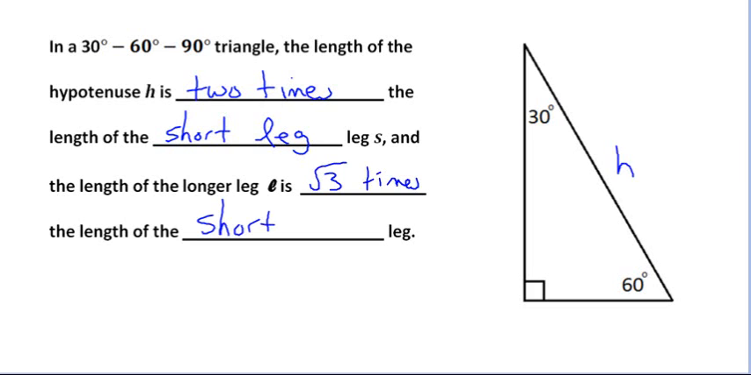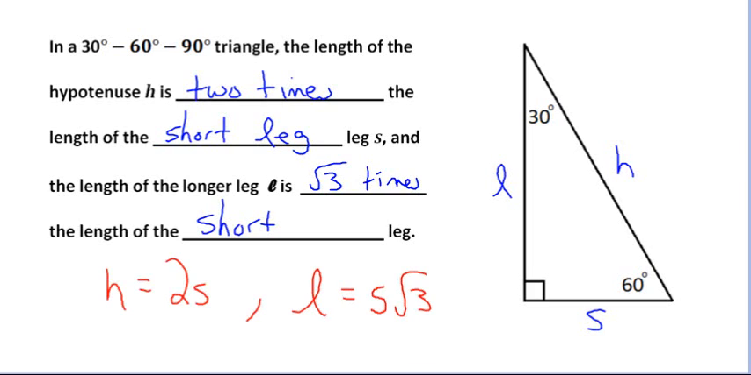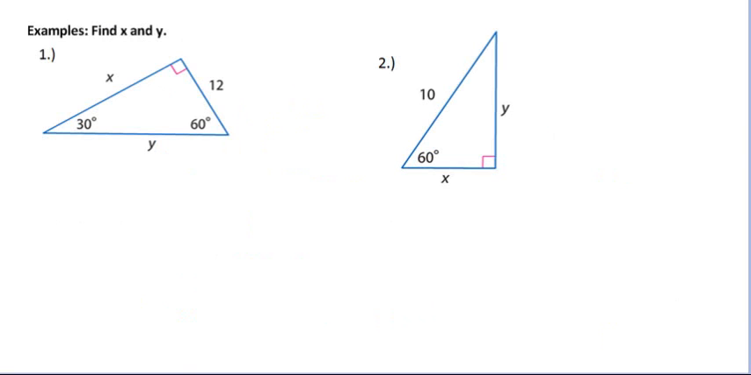So if my hypotenuse is H, my short leg is S, and my long leg they called L here, well, basically the relationship between those is that the hypotenuse is going to equal 2 S's, and the long leg is equal to the short leg times the square root of 3. Let's try a few sample problems.